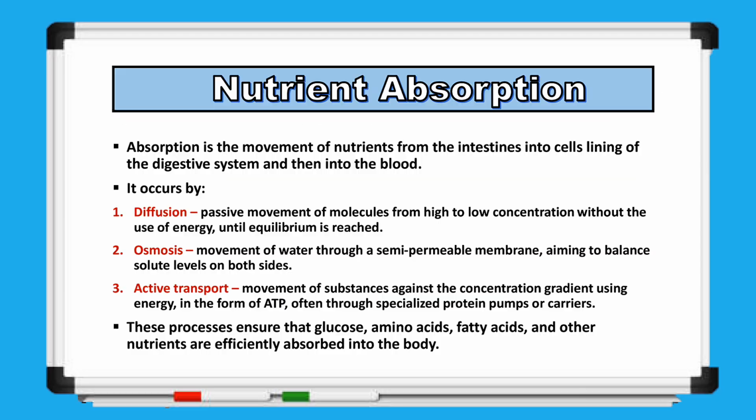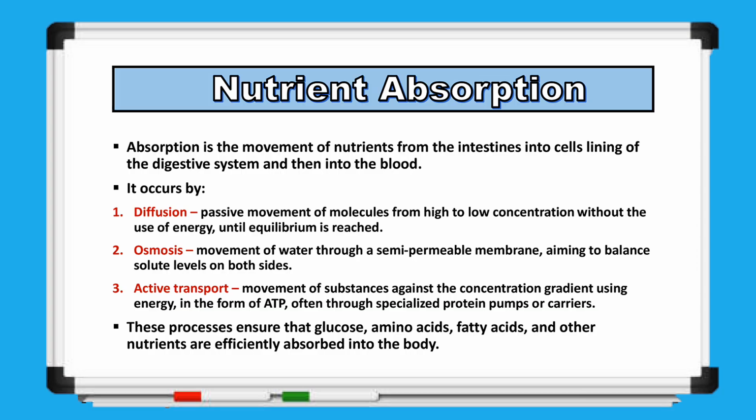lymph. So, we know that nutrient absorption simply means the movement of nutrients from the intestines into the cells lining the digestive system, and then into the blood. This process happens in 3 main ways. First, by diffusion. This is the passive movement of molecules from a high concentration to a low concentration, without using any energy, until a balance, or equilibrium, is reached.